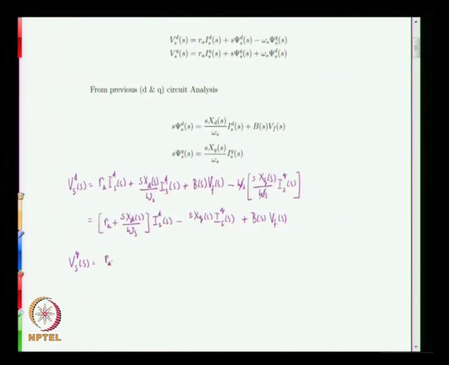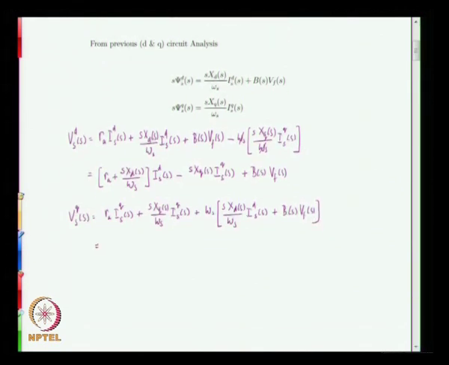as Ra Iq of s as a function of s. Now s times psi q, which is nothing but s times xq of s by omega s into Iq of s as a function of s, and then plus omega s into psi d, which is s times xd of s by omega s into Id of s plus B into Vf of s.